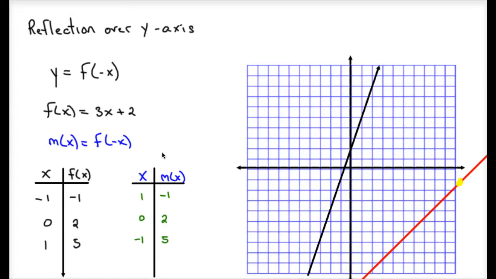Next one, reflection over the y-axis. Okay, so now you have y equals f of negative x. So the negative x is on the inside. So now, again, I'm going to graph my coordinates here. And if you notice on this one, it's my x values that are changing signs. So if I want to graph these, I'm going to do f of x in red here. So negative 1 again, 0, 2, and 1, 5.